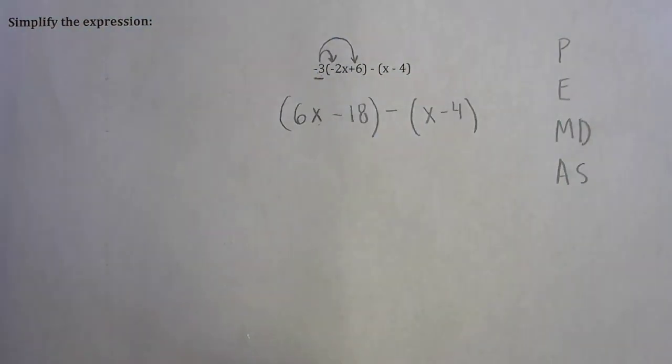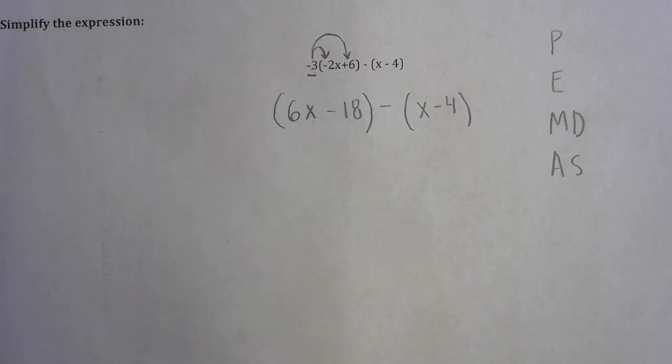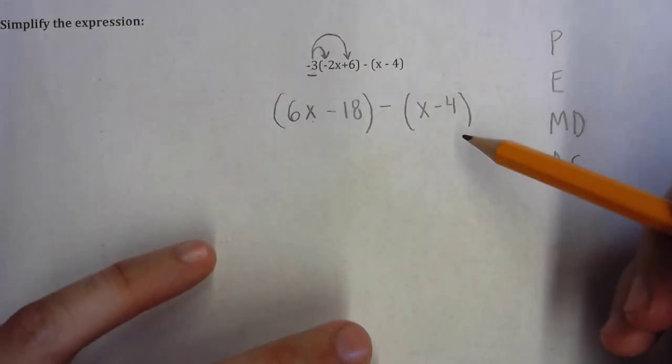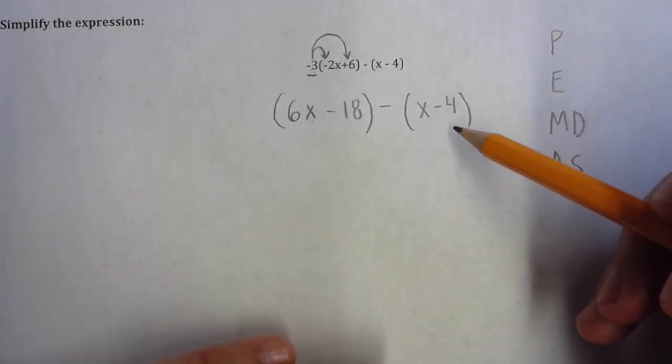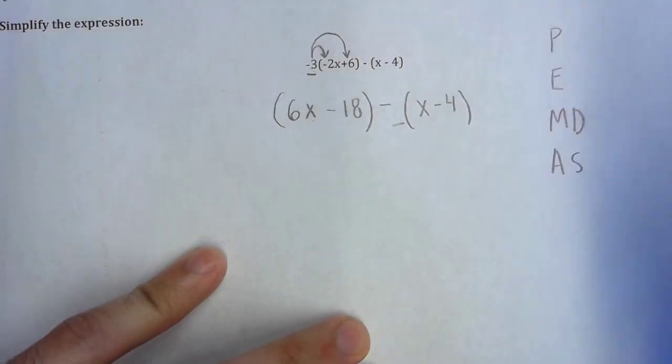Now keep in mind, I'm leaving that in parentheses because it is extremely important that I do. If I took away these parentheses, hypothetically speaking, and it was 6x minus 18 minus x minus 4, that would not be correct. These parentheses make you understand that this is one value, and this entire value must be subtracted. There's actually a coefficient here that most people do not realize.